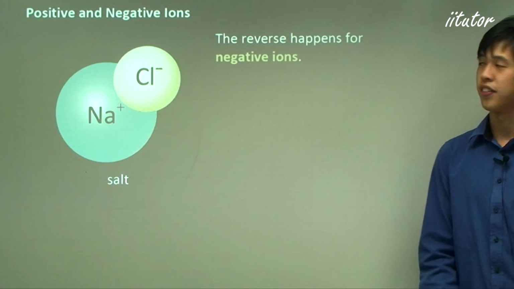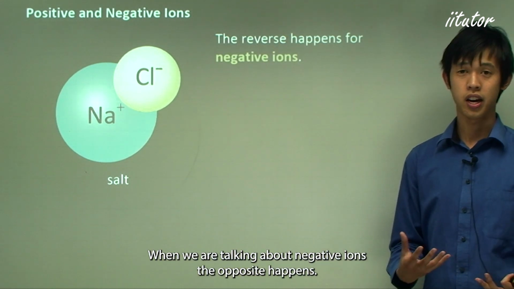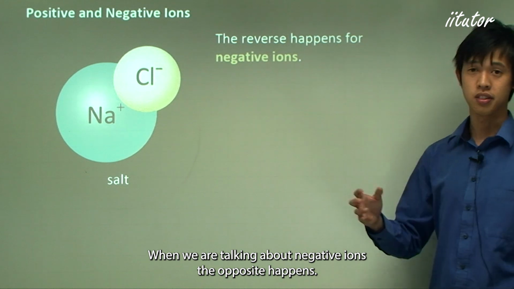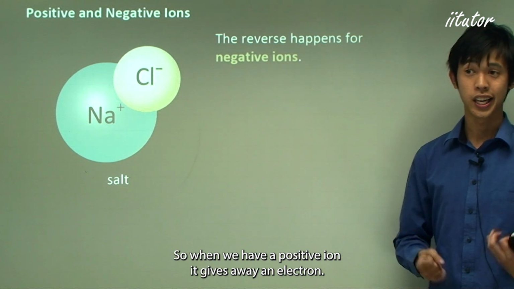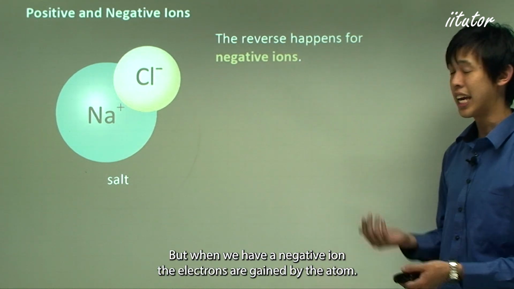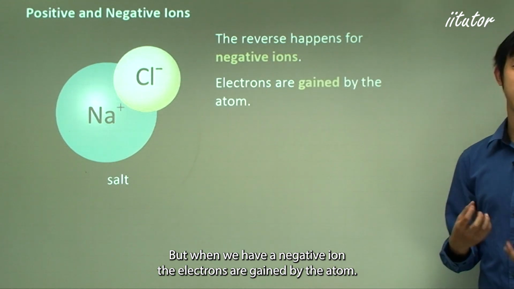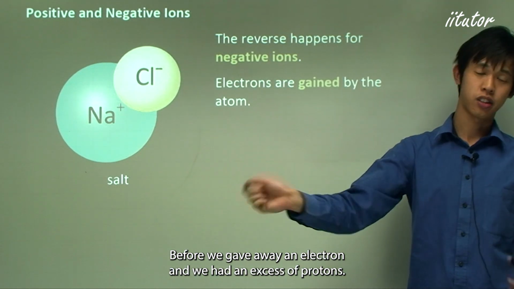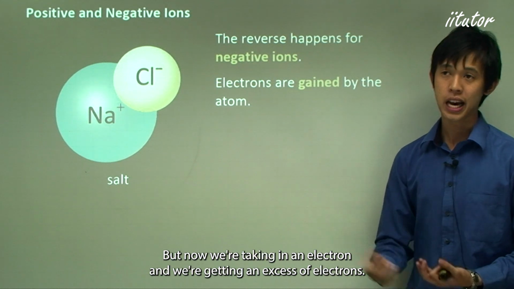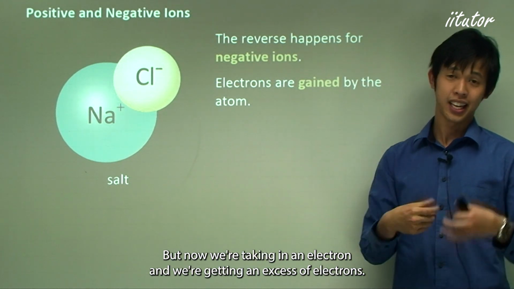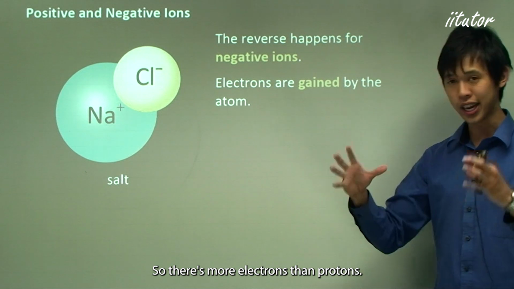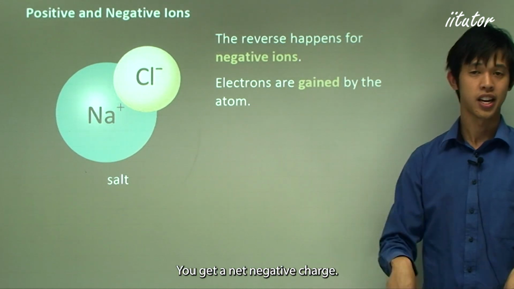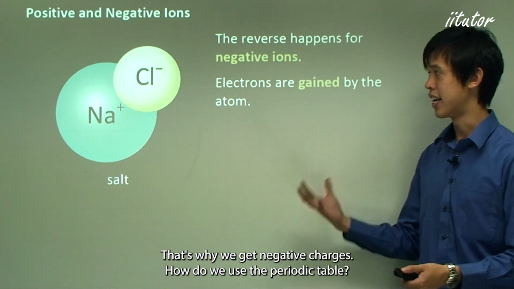Now, negative ions. When we are talking about negative ions, the opposite happens. When we have a positive ion, it gives away an electron. But when we have a negative ion, the electrons are gained by the atom. Before, we gave away an electron and we had an excess of protons. But now we're taking in an electron and we're getting an excess of electrons, so there are more electrons than protons. You get a net negative charge. That's why we get negative charges.